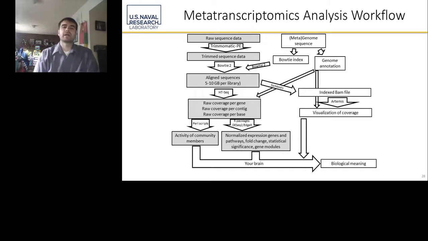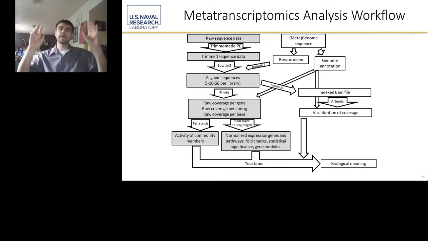And the way that we're doing this is we're using the metagenome that we have, and we're aligning the RNA-seq data to that in order to see which genes are being used. And I know this is a very complex figure, but the main thing to take away from this is that we take the data from the metagenome, we take the data from the metatranscriptome, and then we're combining them, and we're looking at the activity of the individual members of the community, and then looking at the activity of the different genes in order to get an idea of what's happening.